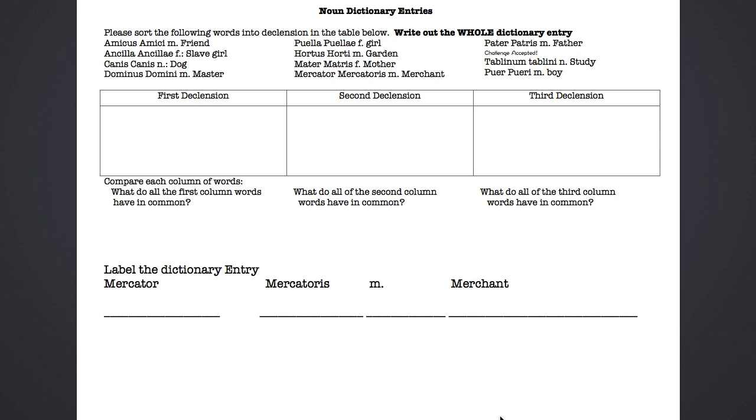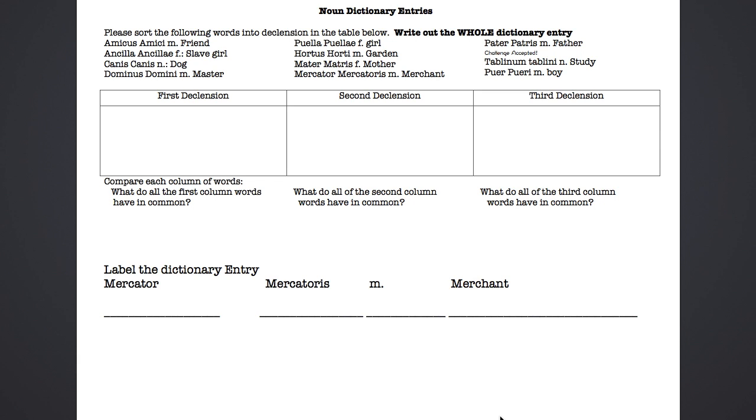Now, it's important to learn these because they give us all sorts of information we need as we move forward in Latin. So you can't just memorize the nominative and accusative form anymore. You're really going to have to use these dictionary entries to form the words into all 5 cases we're going to learn over the course of this year. So let's get working on these notes.